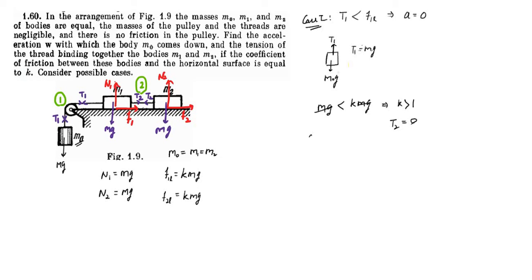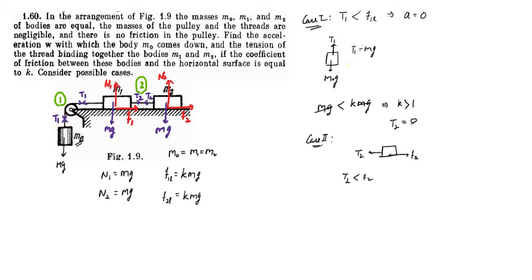Now in case 2, in the second case, if this is M2 and the friction force is F2 and the tension will be T2. So in this case, T2 is less than the limiting value of F2. So if T2 is less than the limiting value of F2, that means M2 will not move.